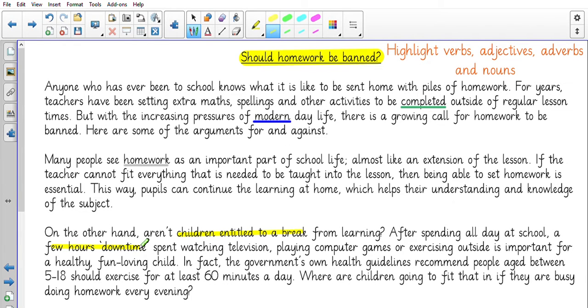And then reasons against. So we're saying it shouldn't be banned. It's important. It's an important part of school life. And it helps their knowledge and understanding.